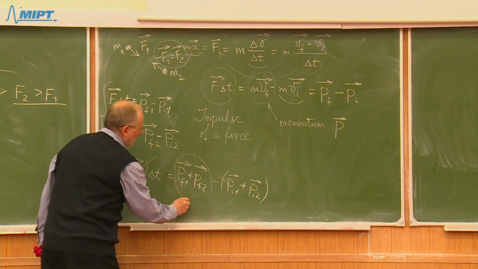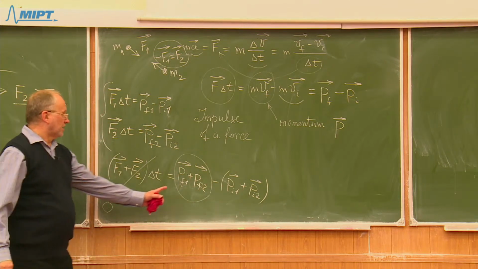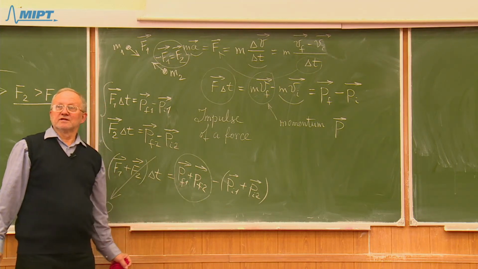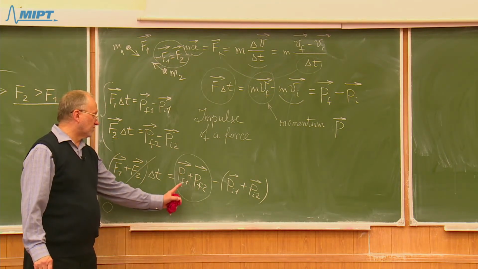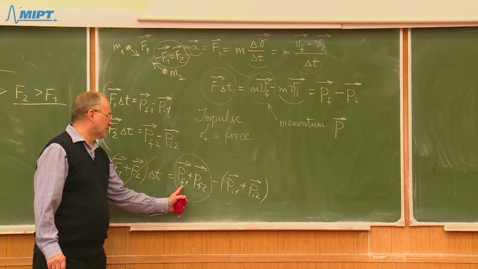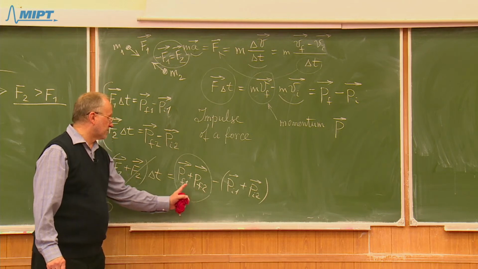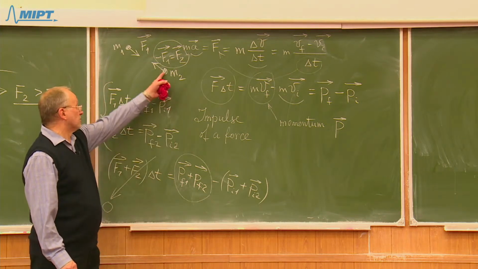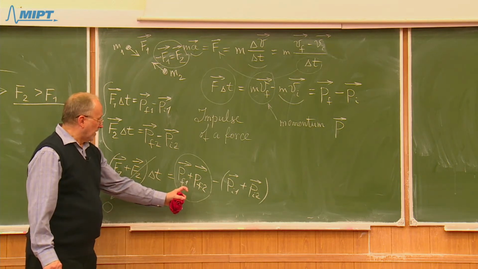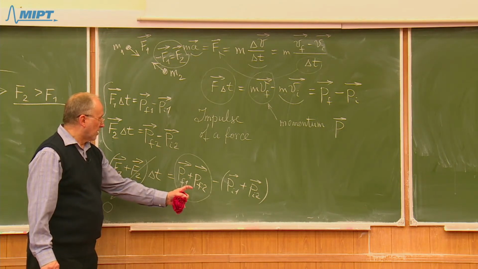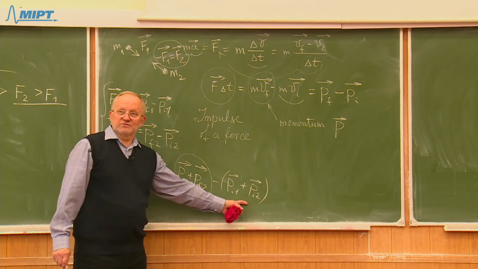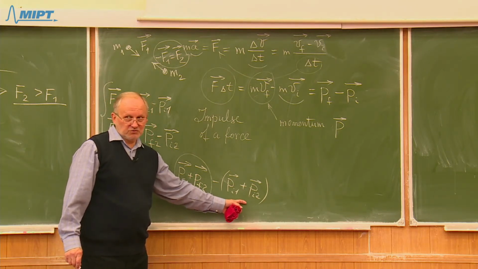And this term is called the final momentum of the system of two particles, because this is not the momentum of a single particle. This is the vector sum of two momenta for two particles, particle number 1 and particle number 2. We have two different particles here. So this is final momentum of the system of two particles. And this is initial momentum of the system of two particles.